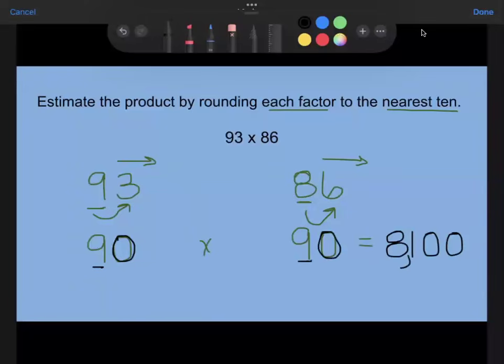So to estimate the product of 93 times 86, we would say that it is about, with a wavy equal sign, 8,100. So that's not exactly what the answer is, but that's about how much it should be.